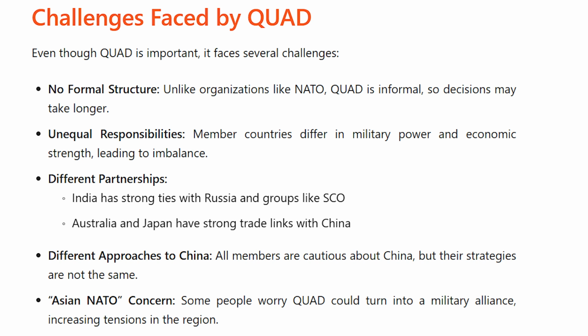Different partnerships. Australia and Japan have strong trade links with China. Different approaches to China. All members are cautious about China, but their strategies are not the same. Asian NATO concern. Some people worry QUAD could turn into a military alliance, increasing tensions in the region.